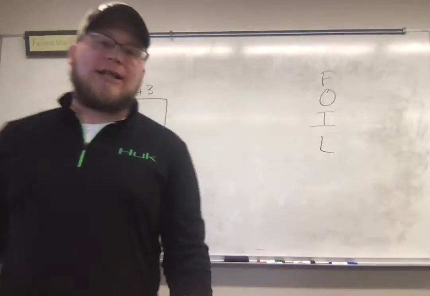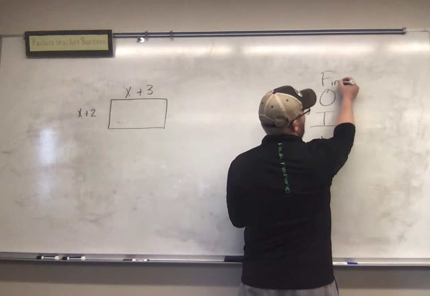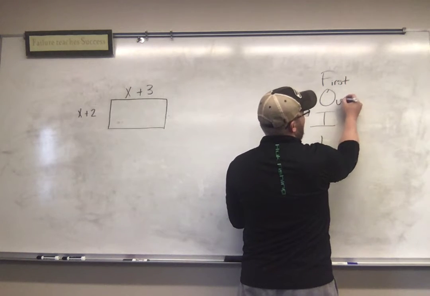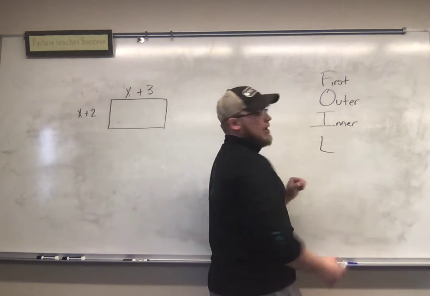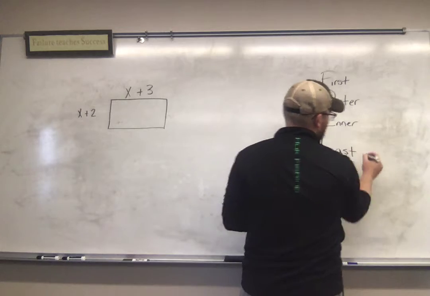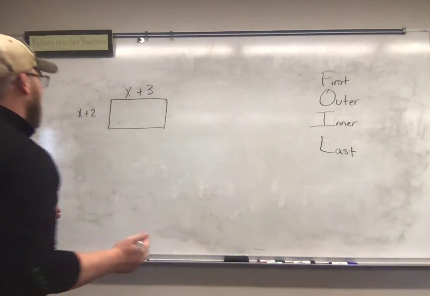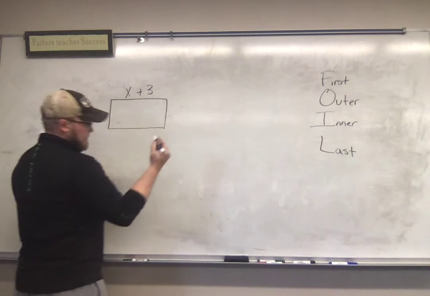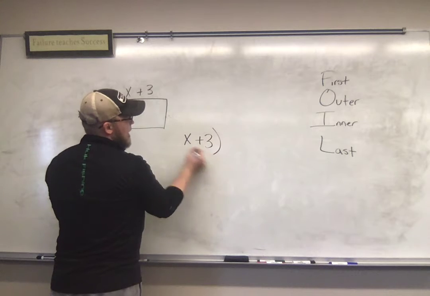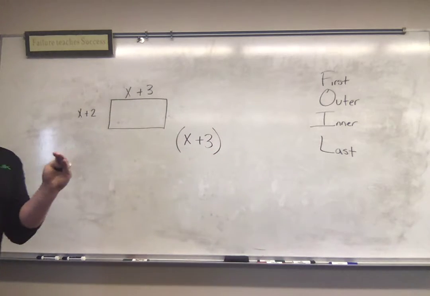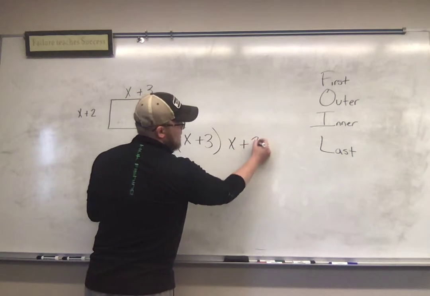FOIL stands for first, outer, inner, last. So if we were going to multiply these two, we'd write x plus 3, and we'd put that whole thing in parentheses because we want to multiply it by x plus 2.